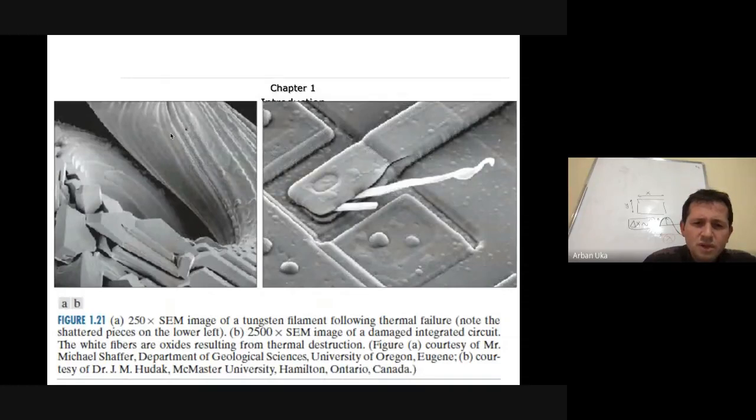Here we go to another, a very high resolution, so this is nothing like a microscope. This is a microscope, but it's not using light. It is using electron beams. Now, this is a SEM image, SEM, which is a magnification of 250 times.